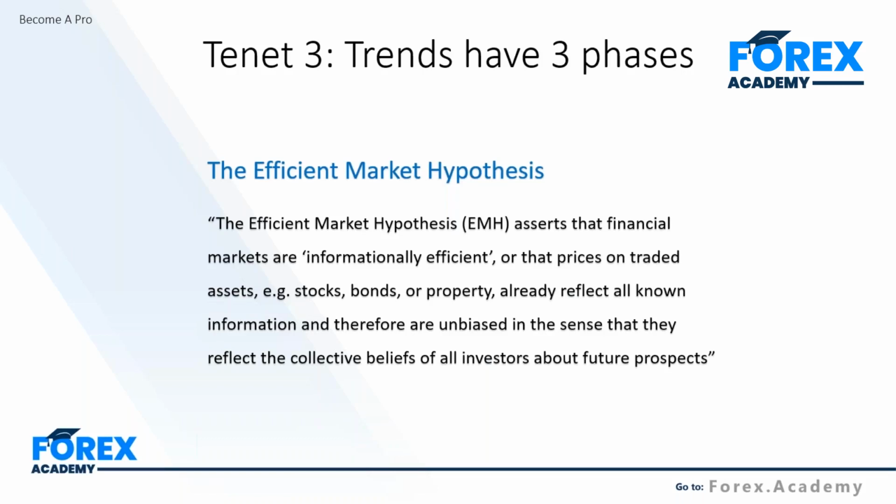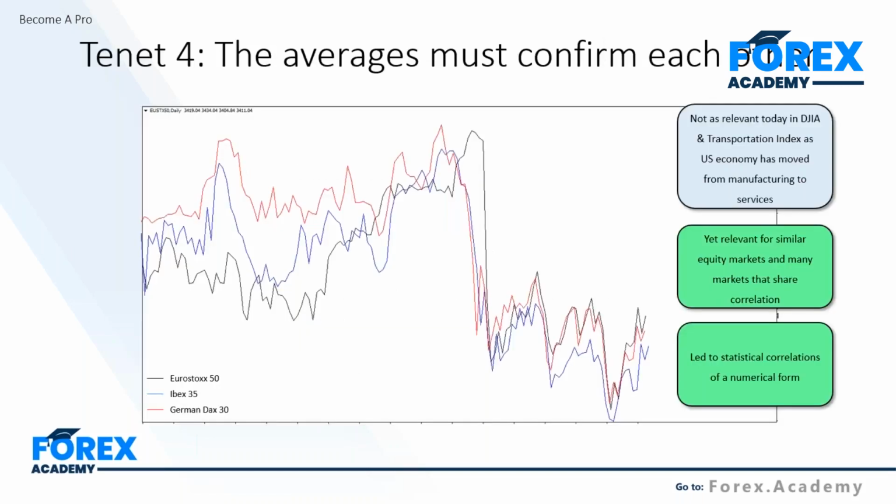Okay, so I believe Tenet 3 was that the market discounts all information. Doesn't that sound very, very familiar to us? We've discussed this throughout the Become a Pro course, of course. The market discounts all available information, and that is embodied in the price action. So we trade the price action as is. Tenet 4, the averages must confirm each other.